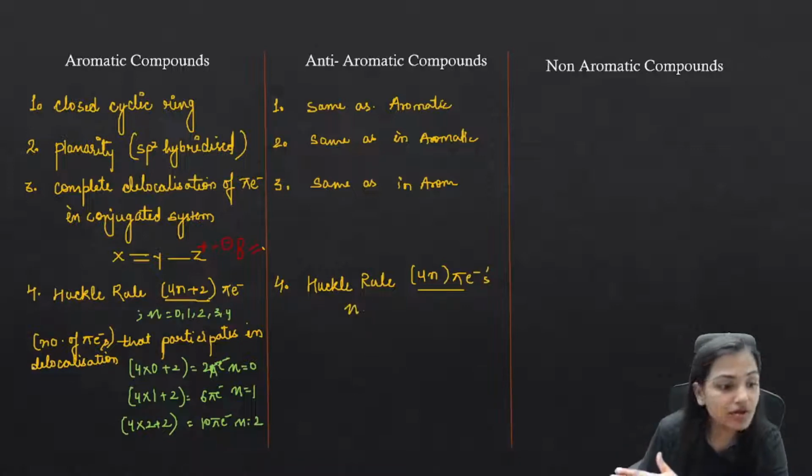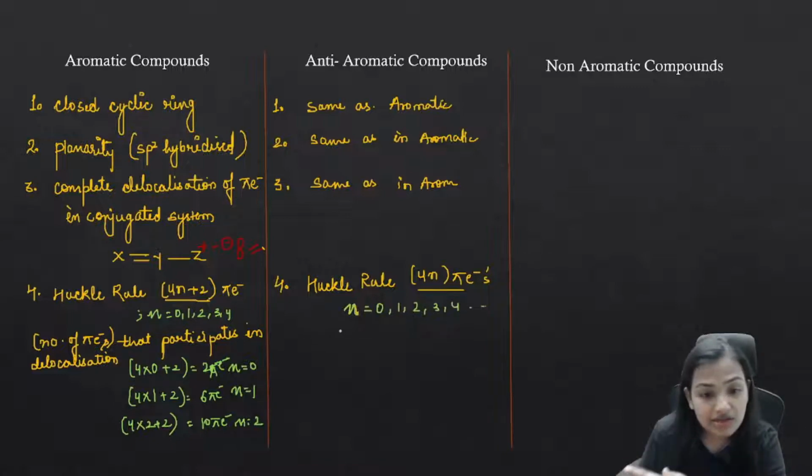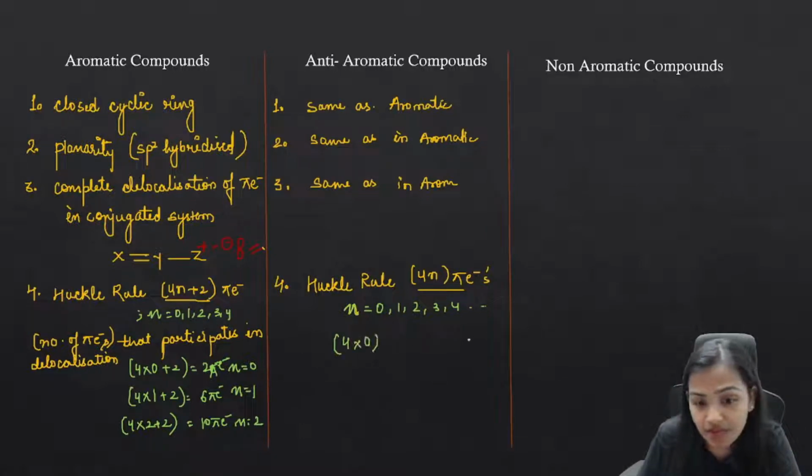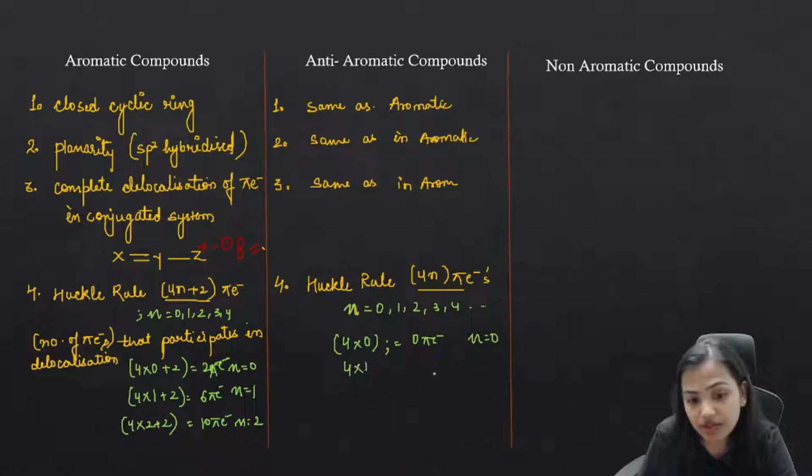Here also, what could be the value of n? The value of n could be 0, 1, 2, 3, 4, any number. This n is also the number of electrons that participate in delocalization. If you put all those values, when we put n equal to 0, 4 into 0 comes out to be 0 pi electrons. When you put 4 into 1, where n equals 1, this comes out to be 4 pi electrons.